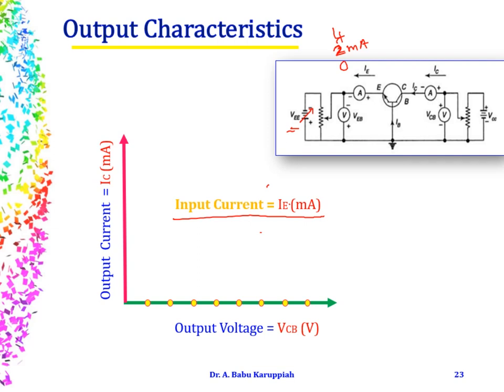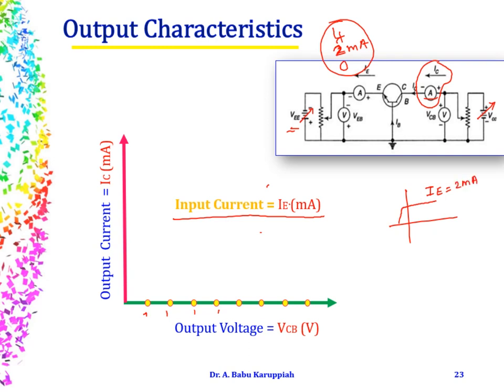Now, keeping this input emitter current constant, we start changing this supply. Once you change this supply, you will have changes in your collector base voltage. For every change in your collector base voltage, you note down the corresponding collector current and you obtain a graph. Say, for example, you obtain a graph like this for a fixed emitter current, say 2 milliamperes.